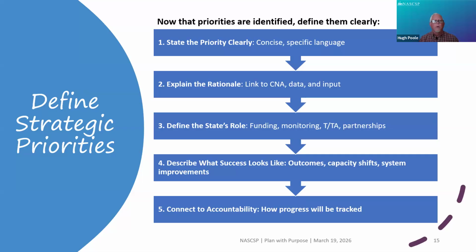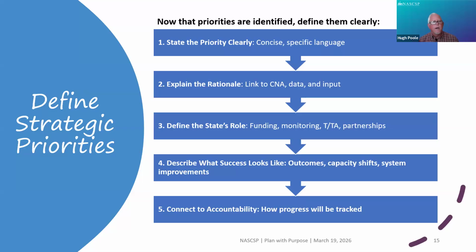They'll state a priority clearly, so they'll avoid broad statements, so clarity will help to drive implementation, right? And then they'll explain the rationale or the why, right? They'll tie the priority directly to a CNA theme. What's the need that's out there, or they'll tie it to a performance trend or to stakeholder input, right? So they'll just demonstrate the why, right? And it'll be data informed and intentional.